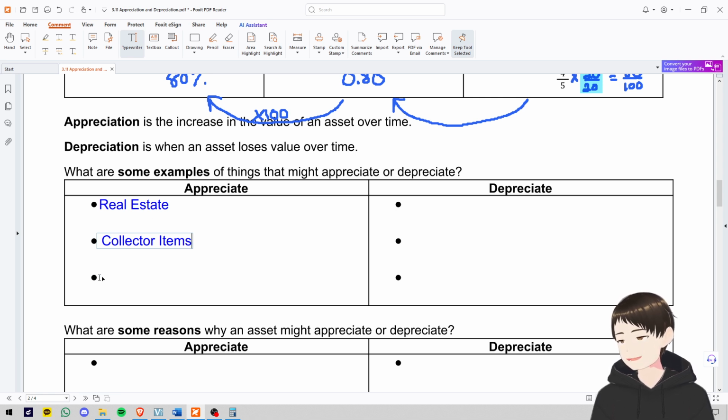Anything else? Any niche item? You can put whatever you want in there. Some kind of niche product. Okay, I guess nothing really comes to mind because my brain is tired.